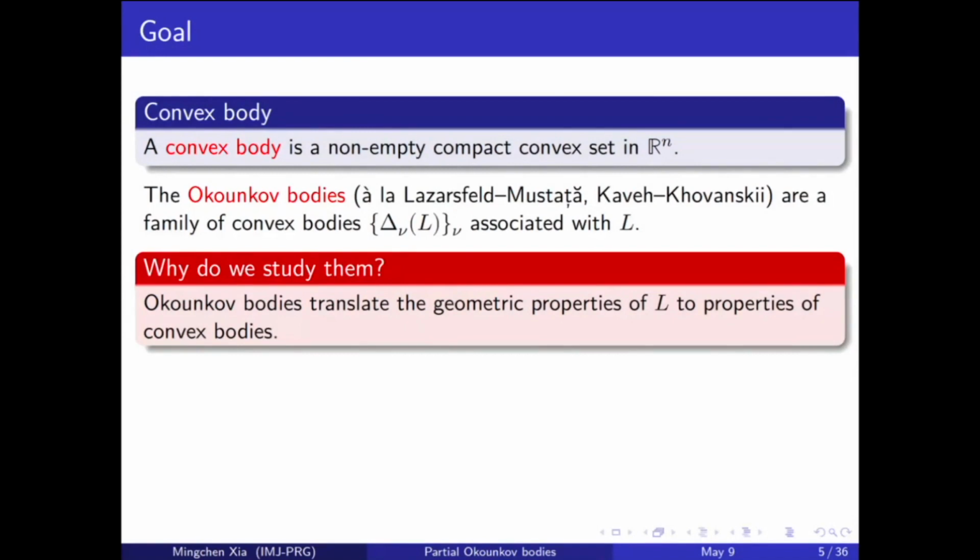And a priori, our manifold, our projective variety X, has real dimension 2n, but the convex bodies have real dimension n. So a priori, the information about the convex bodies should be simpler than the information about the geometry of X and L themselves.